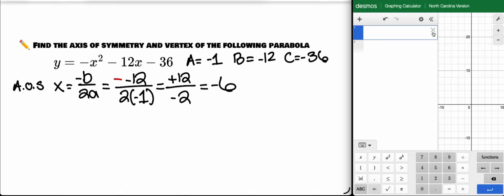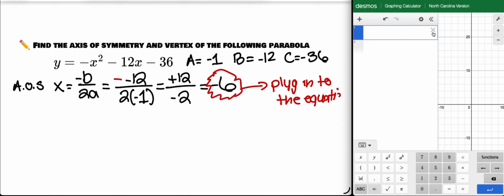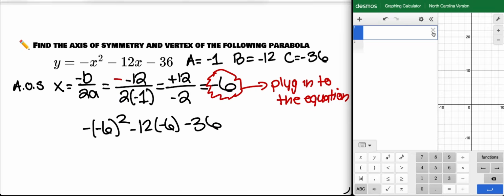Now remember that we take that negative 6 that we got, and we have to take it and we're going to plug it into the equation. So if we plug into the equation, replacing the x with negative 6. So negative is already there, then we're going to throw in that other negative 6 squared minus 12 parentheses negative 6 minus 36, okay? This is when we take that and we plug it into Desmos.